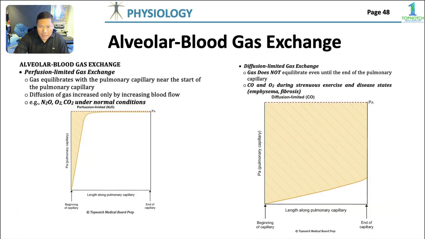Now, in alveolar blood gas exchange, we have two terms: perfusion-limited gas exchange and diffusion-limited gas exchange. Perfusion-limited gas exchange is the transport of oxygen in the alveoli at rest, during normal conditions. Right now, you're probably at rest, not exercising, so you have perfusion-limited gas exchange in your alveolar pulmonary capillary. Diffusion-limited gas exchange involves the transport of oxygen during exercise. What do these terms mean, Doc?